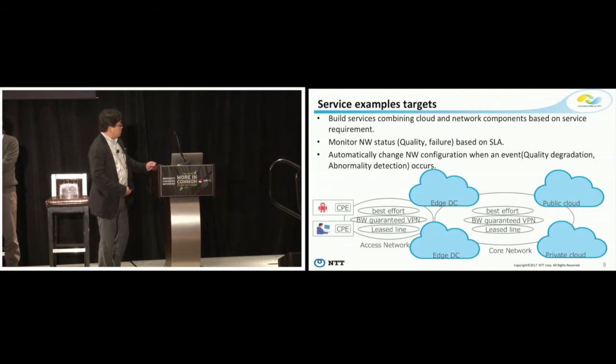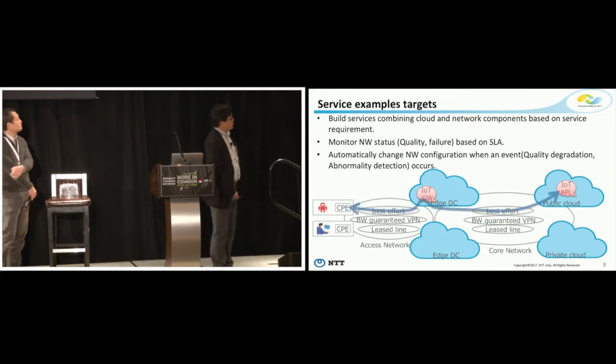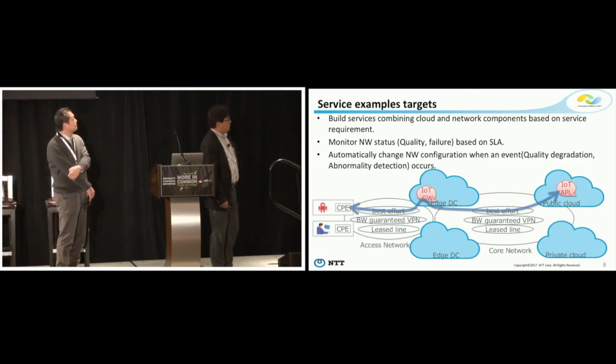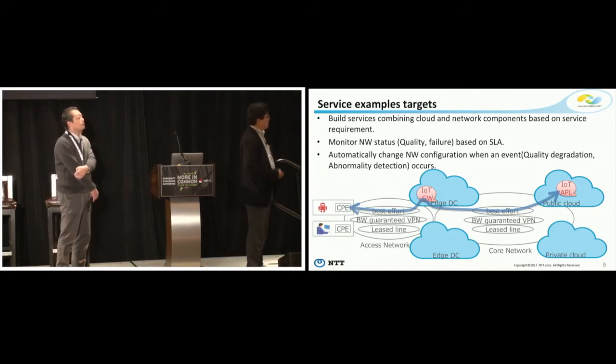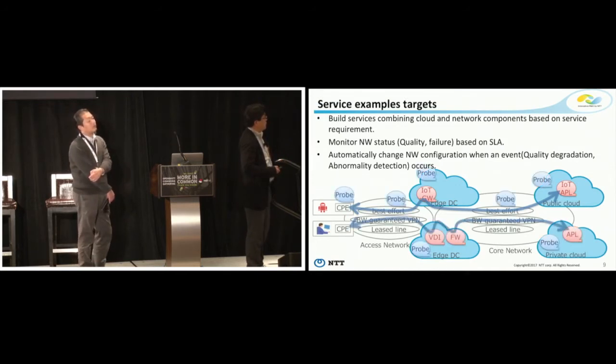For example, we can construct a managed IoT service by installing an IoT application within a public cloud and by installing an IoT gateway within an edge DC cloud within a carrier network. We should monitor network status, and we should change the network configuration automatically.